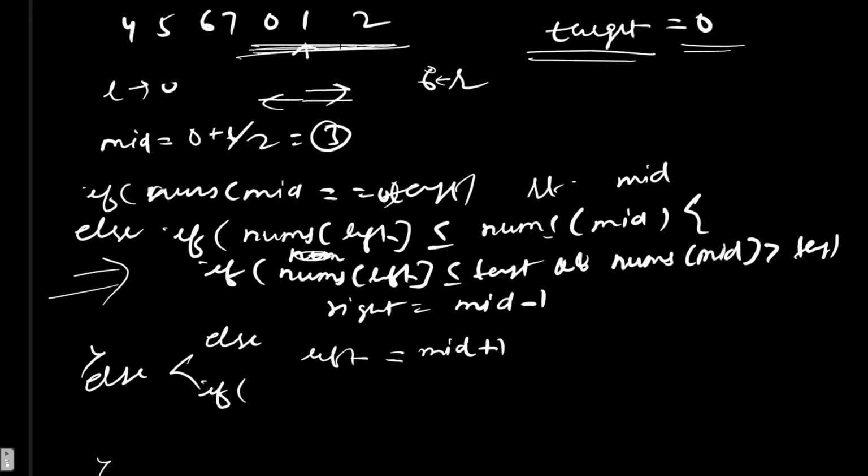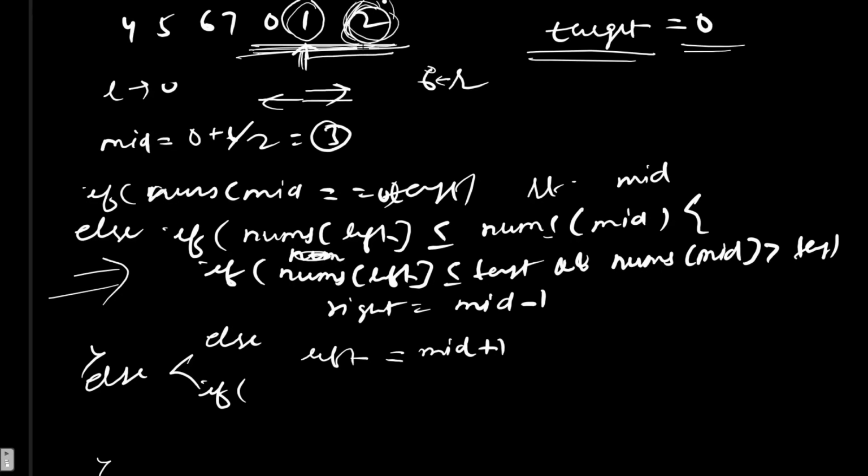So nums of mid is not lesser than target. And again, let's say our target was 2 in this case. So what we have to do? First we have to check if nums of left is lesser than target and nums of right is greater than or equal to target.